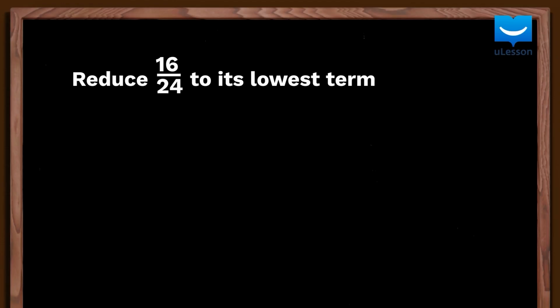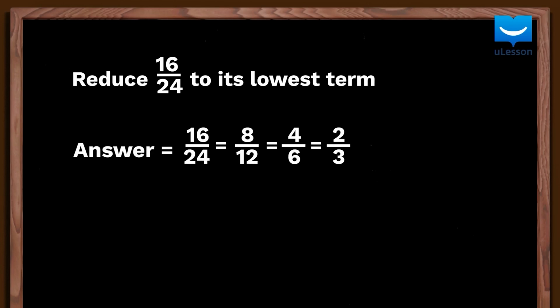Let's take a familiar example. Reduce 16 over 24 to its lowest term. If you were to answer this question, what would be your answer? 2 over 3, right? Yes, you must have found a factor or factors of both 16 and 24 and divided both numbers by it. It is the same with complex algebraic fractions.